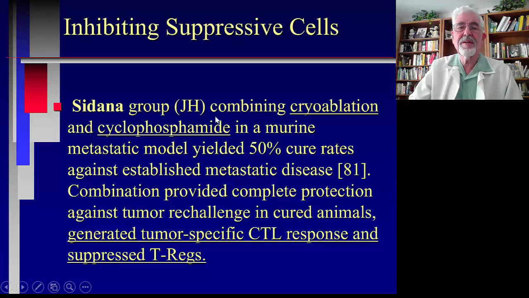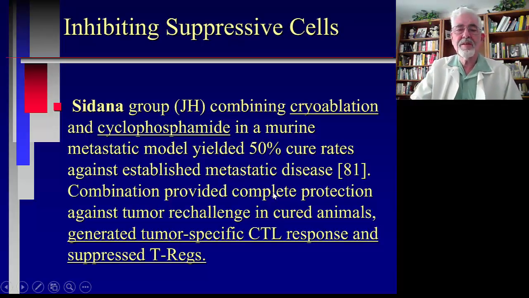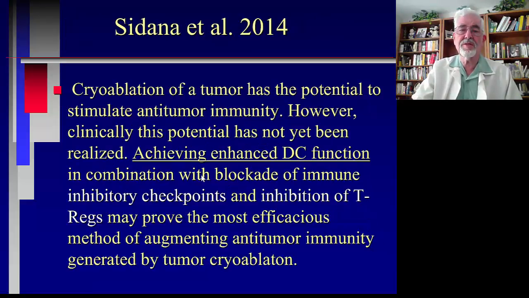Sidana group, they wrote a very interesting article, and they also used the Cytoxan, and they demonstrated in animals that combining cryoablation with in metastatic model yielded 50% cure rate against established metastatic disease. Combination provided complete protection against tumor challenge in cured animals, generated tumor-specific CTL response, and suppressed T-Reg. By the way, Sidana, if you look it up, wrote a very nice article about cryoimmunology.